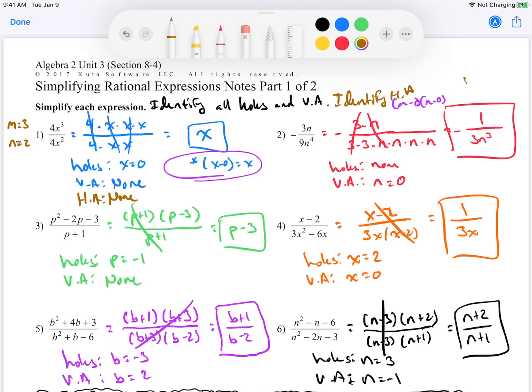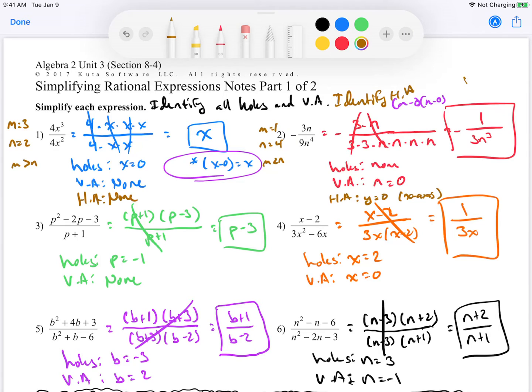In number 2, we can see that m is equal to 1. The degree of the top is 1. The degree of the bottom is 4. Since m is less than n, we actually have a horizontal asymptote at y equals 0, or the x-axis.